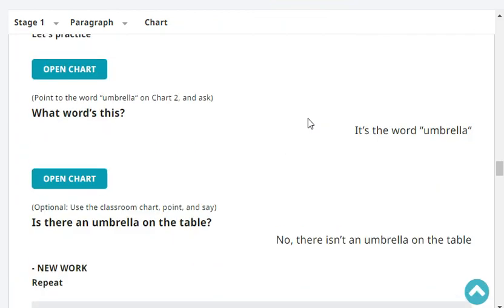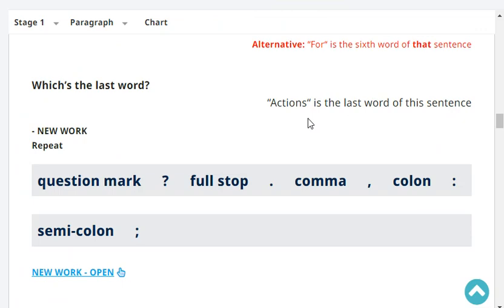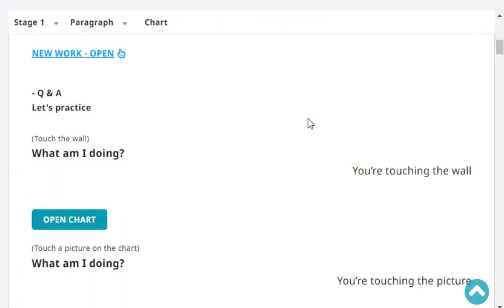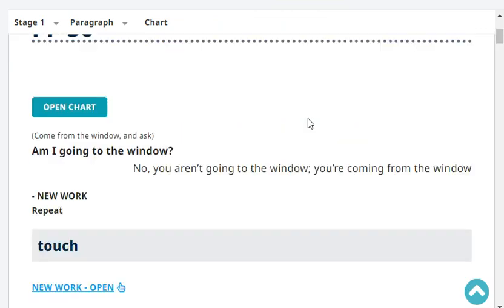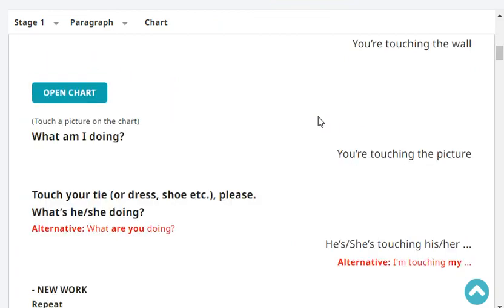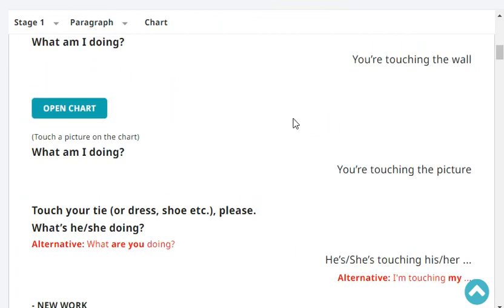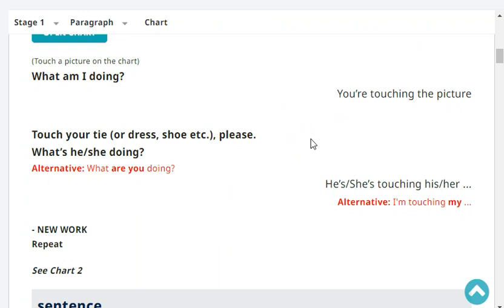What am I doing? You're touching the window. You're touching the wall. You're touching the picture. Touch your shirt, please. What are you doing? I'm touching my shirt. What's this? It's a sentence. What's this? It's a word.